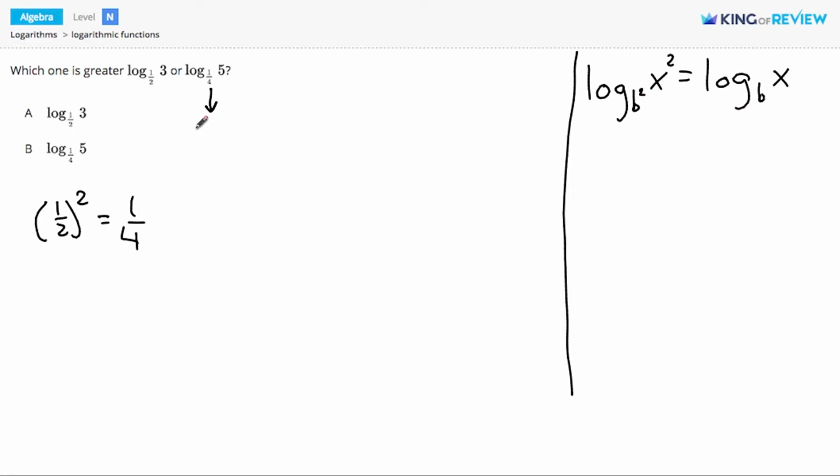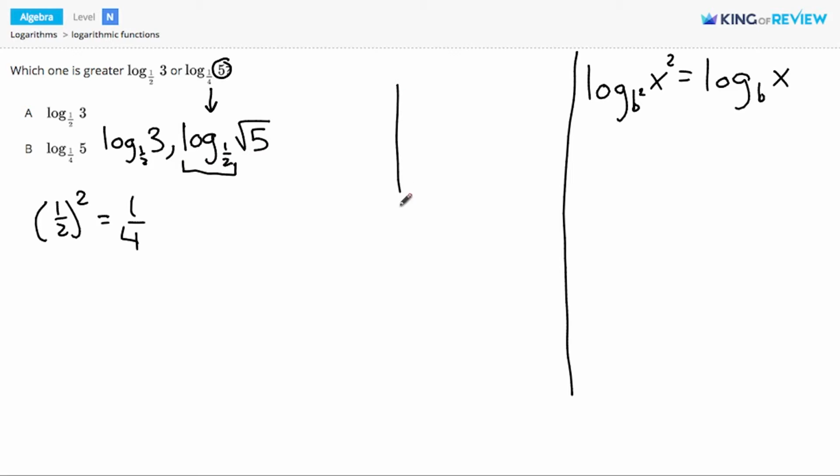So if I want to change log base 1/4 into log base 1/2, to change 1/4 into 1/2 I take the square root, so I have to take the square root of the original number inside the log, which was 5. So what I'm really comparing here is the log base 1/2 of 3 and the log base 1/2 of square root of 5.